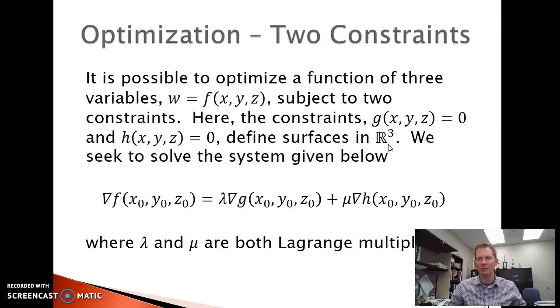So we have two surfaces as our constraint equations of a four-dimensional graph object, whatever. We can't really picture it with software because it's in 4 dimensions. Anyway, we will need to solve the system given below. Notice again, it's everything to do with gradients. So the gradient of f needs to equal lambda times the gradient of g, but then we're adding this new piece, plus mu times the gradient of h. Both lambda and mu are known as Lagrange multipliers in this case.